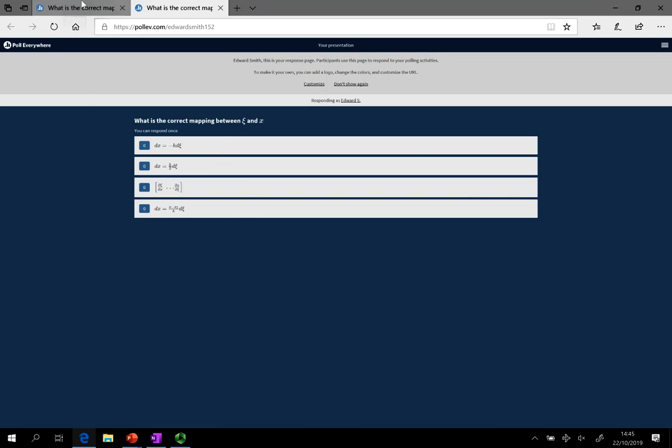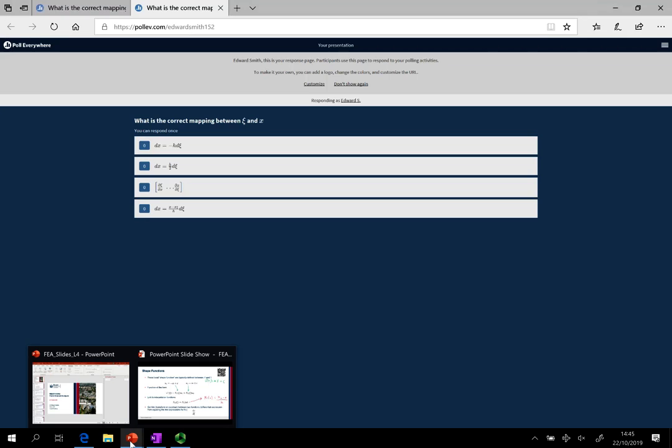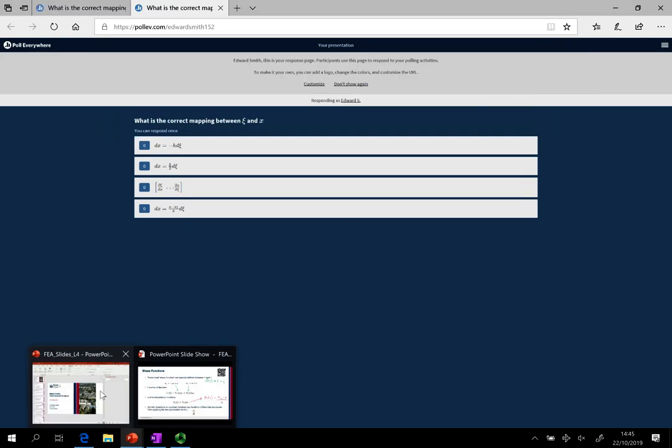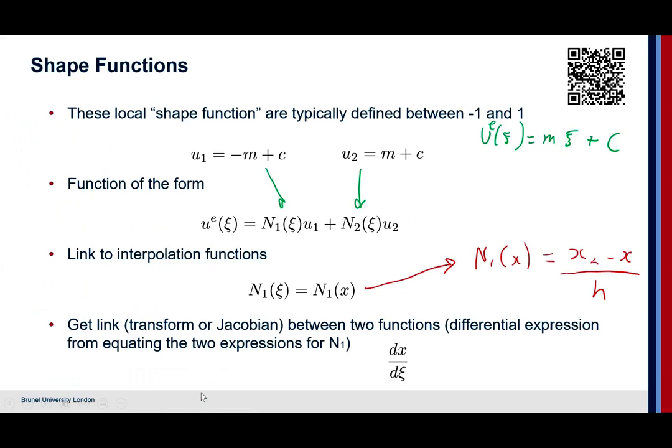So that is the correct mapping if you work through this process of defining the shape function, getting the shape function in this form, equating the n1 part of that shape function to n1 in terms of x, and you've got that here, it's just (x2 minus x) over h, and then you just take the derivative of x with respect to psi, and the form you should get will give you the answer to that online expression.